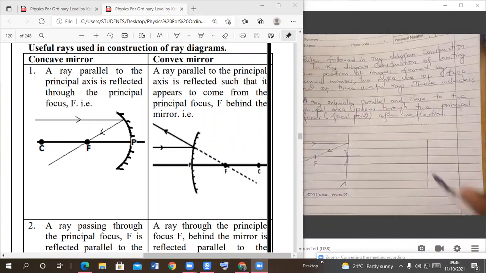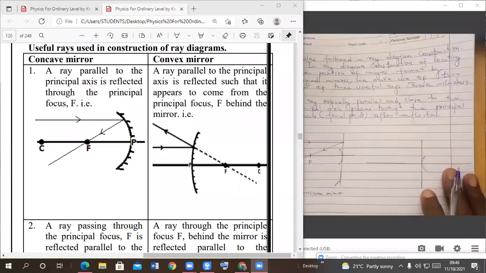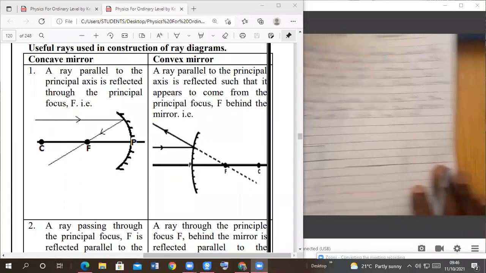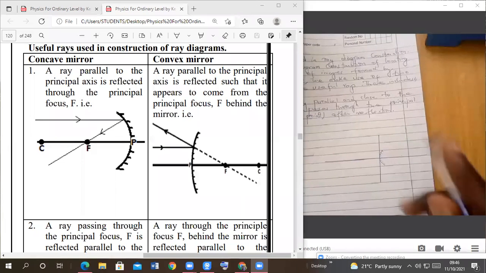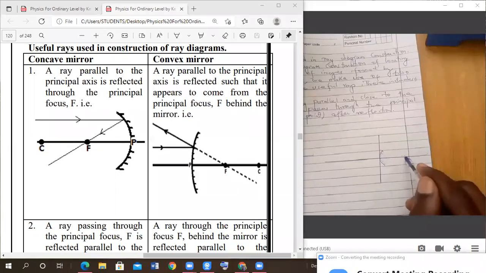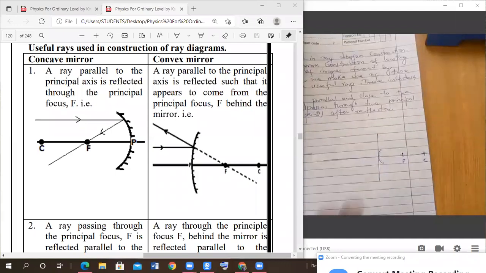If you remember very well, we said a convex is presented like this. Just put a small curve like that. But which means the focal point is virtual, is imaginary. So which means it will be this side of the mirror because this is where the curve is. So we shall have our principal focus there. Then our center of curvature this side. It will not be this side, members, but the reflecting surface is this side.